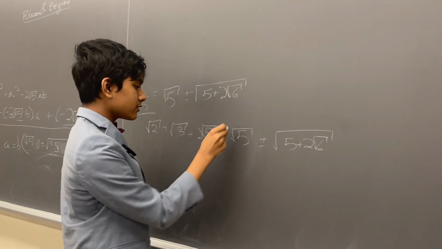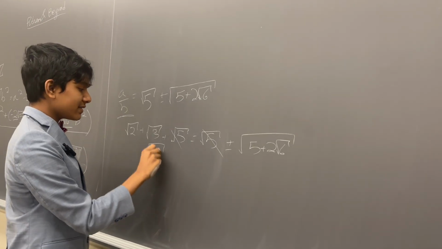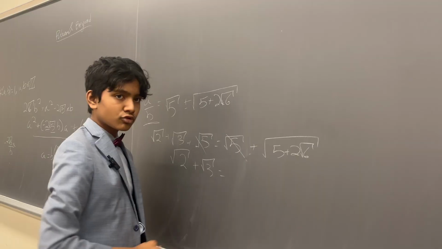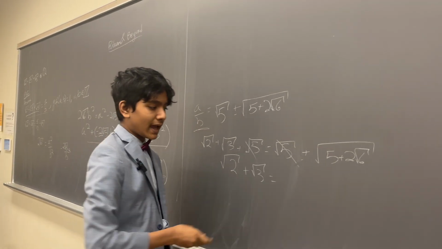Now we cancel out the 5 from both sides, and we get that the square root of 2 plus the square root of 3 is, we disregard the negative root because two positive numbers can't add to a negative.